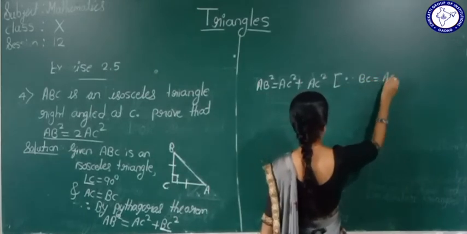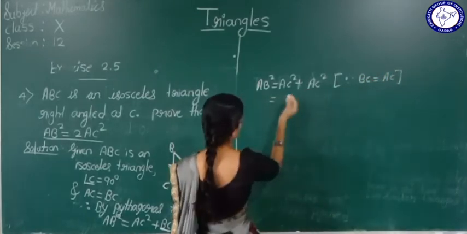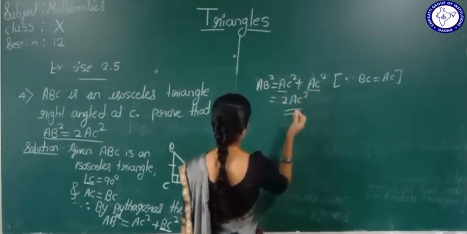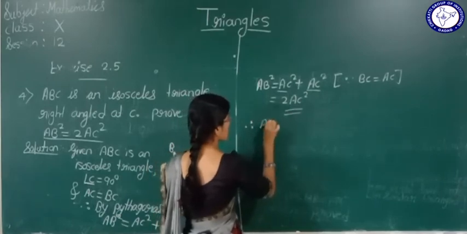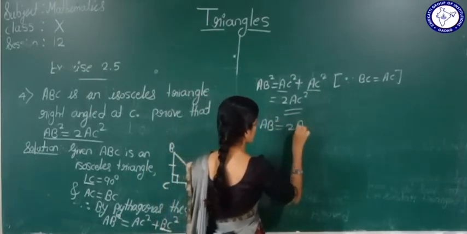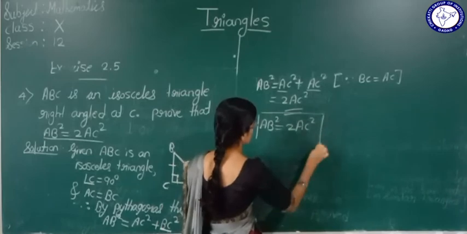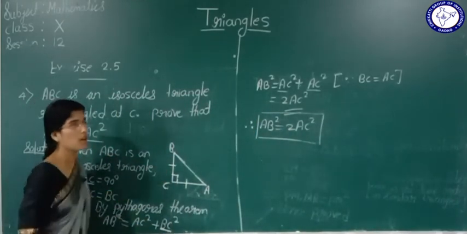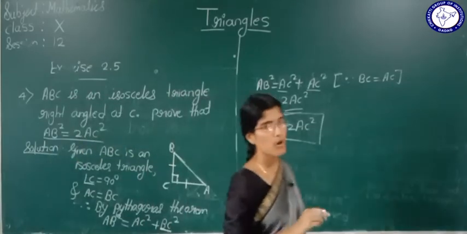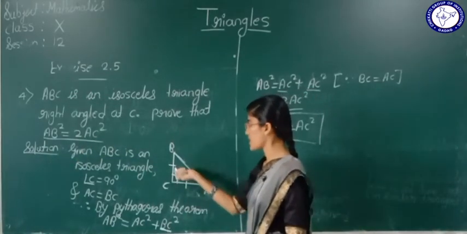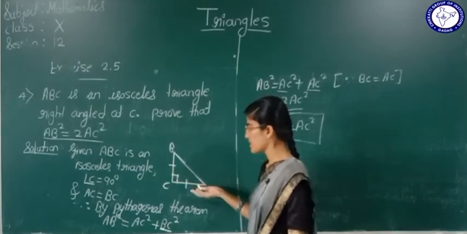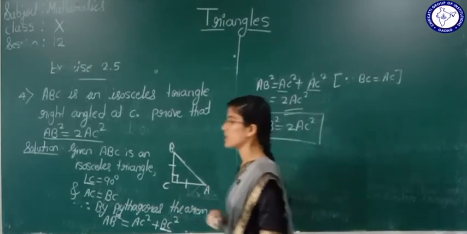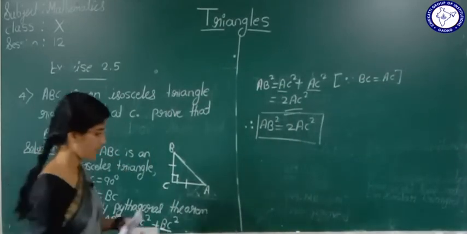to AC. Okay. Now see, AC square plus AC square is 2AC square. Therefore, AB square is equal to 2AC square. This is the proof. Okay. Simple, we have used the isosceles triangle property. That is, two sides are equal in an isosceles triangle, right? That property we have used here and we got the result. So now we will see the sixth problem.